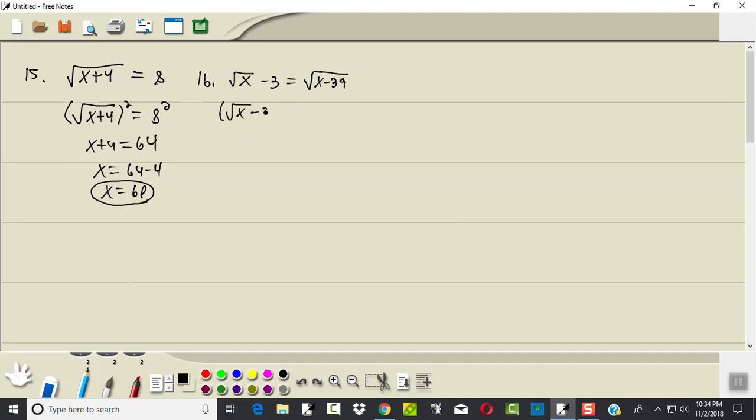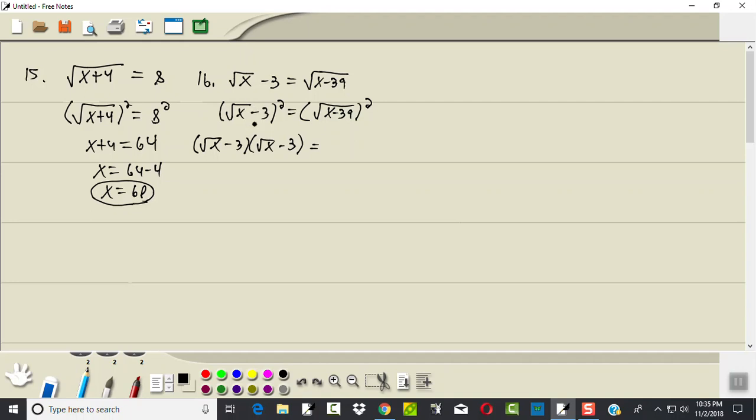So we got square root of x minus 3 squared equals square root of x minus 39 squared. Now here we have a minus in here, and we're squaring it, so we have to rewrite this as square root of x minus 3 times square root of x minus 3. You can't just square the square root of x, and you can't just square the 3.